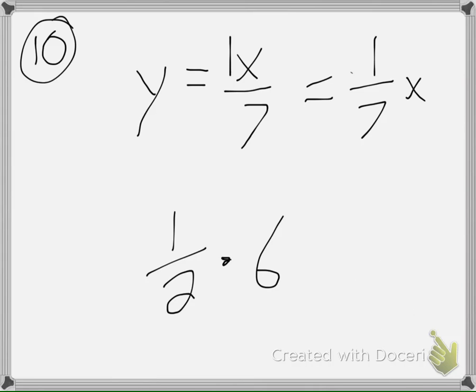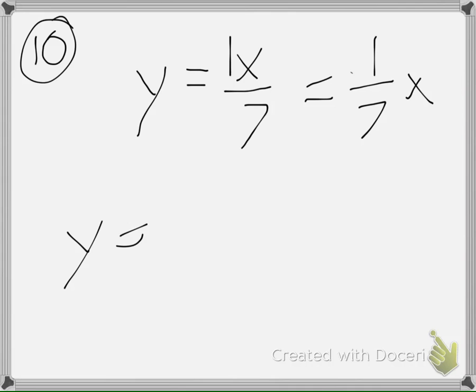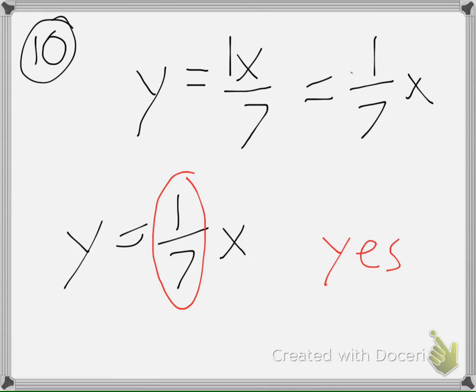So, the reason that this one is direct variation, even though it's written as division, is because it can also be written like this. Because dividing by 7 is the same thing as multiplying by 1/7. And now you can see that it is direct variation. And the constant of variation is 1/7.